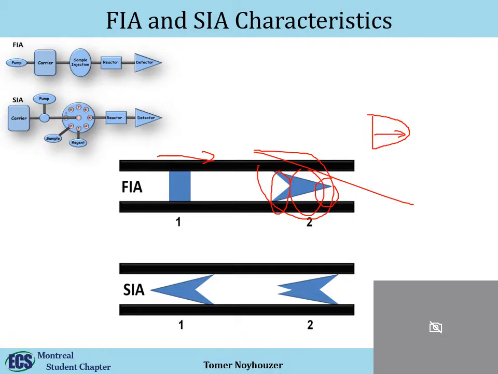Now, if you're doing sequential injection analysis, you're actually pulling the liquid and then you're pushing the liquid, right? So your profile is quite different. Still in the middle, you have the majority, but your profile is different, and that's something that you need to consider if you're doing simulations or if something is off and you want to understand what actually happens. So you need to know what happens in your system.